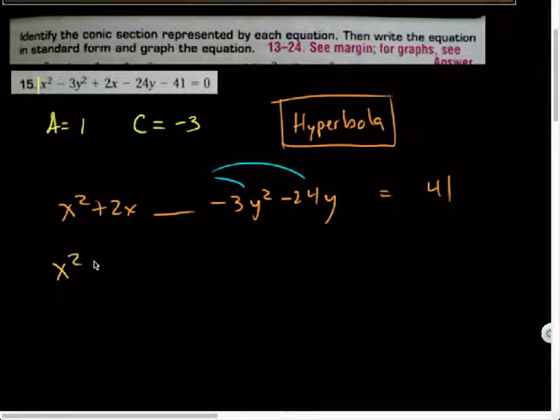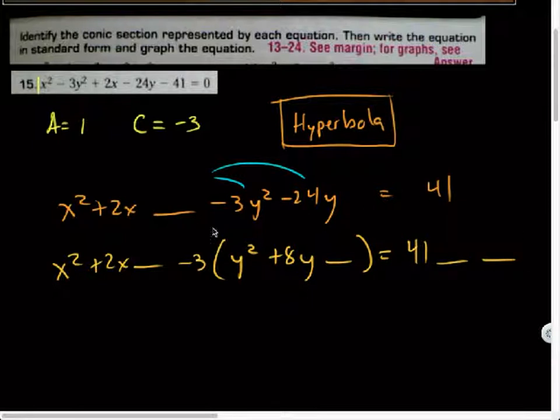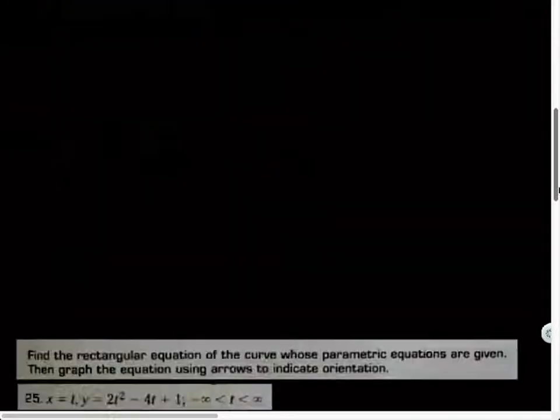So x squared plus 2x, minus 3 parentheses y squared plus 8y, equals 41. And you would end up completing the square. Here you would add 1 to both sides. Here you would add half of 8 is 4, squared is 16. Adding 16 in the world of parentheses was really subtracting 48. So you'd subtract 48 over here. That doesn't make any sense. Well, this is going to be negative over here. That's weird. Anyways, that's the general strategy you'd use on that.